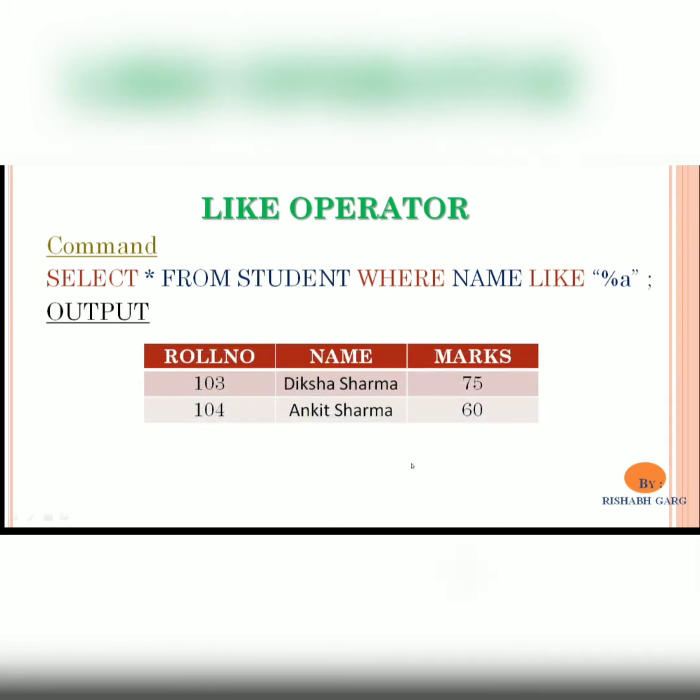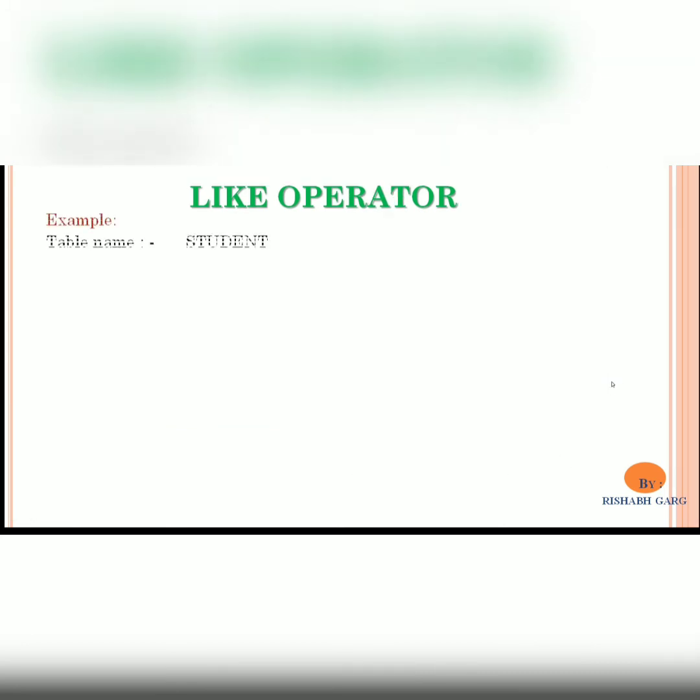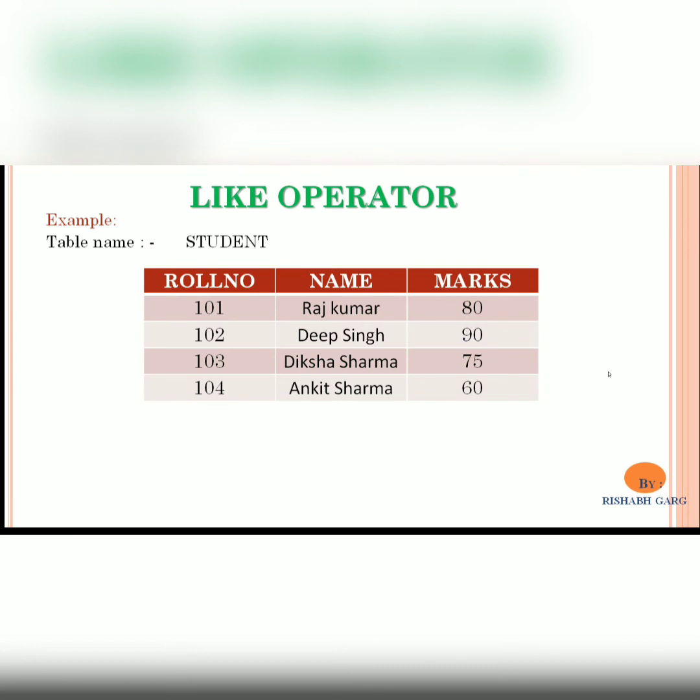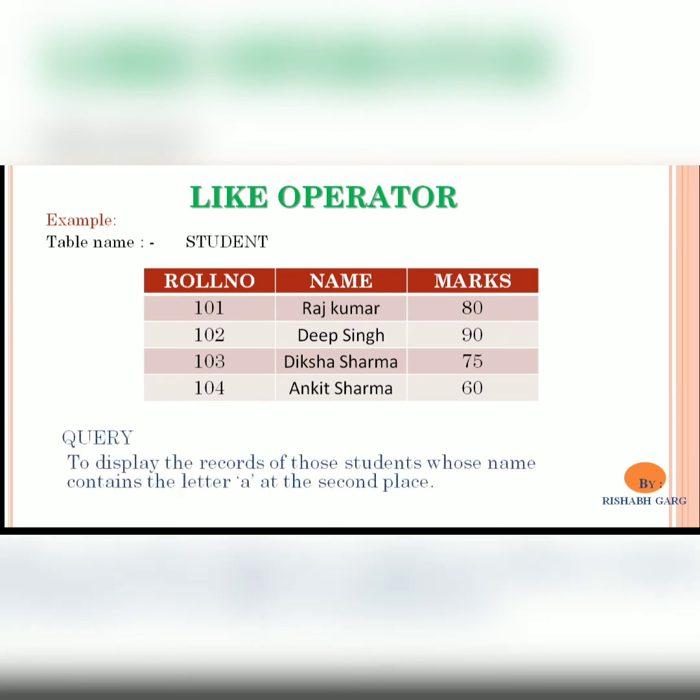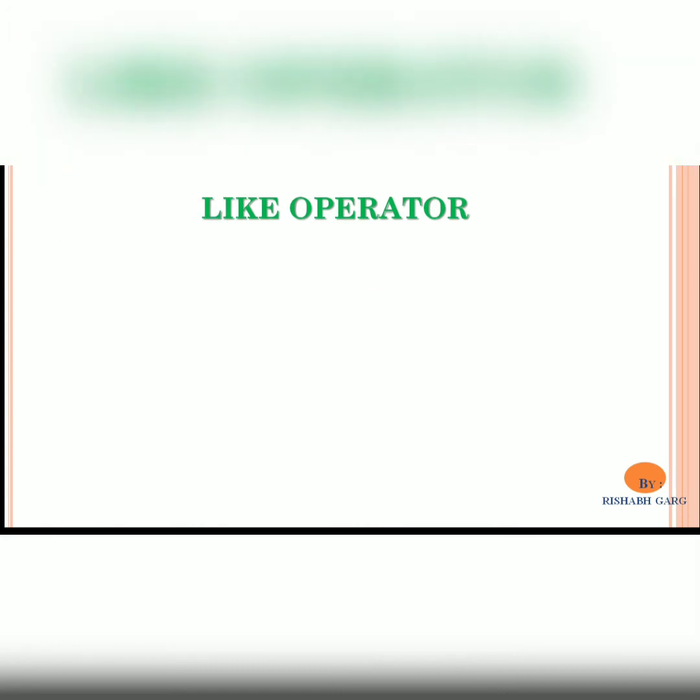Let's see some more examples to make it more clear. Suppose we have a table named student along with 3 fields and 4 records, and we want to perform a query to display the records of those students whose name contains the letter A at the second place. So for this we will use the following command.